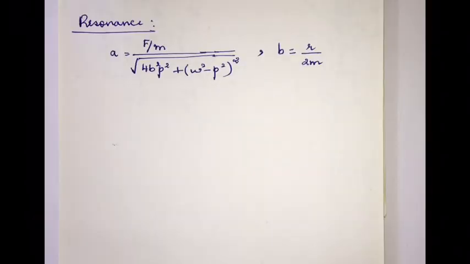The next topic we are going to discuss is resonance. When we discussed the dependence of amplitude and phase on the frequency of the applied force, we studied a case where p is equal to omega, and I said that there is a condition called resonance taking place. So let us discuss in detail that condition.